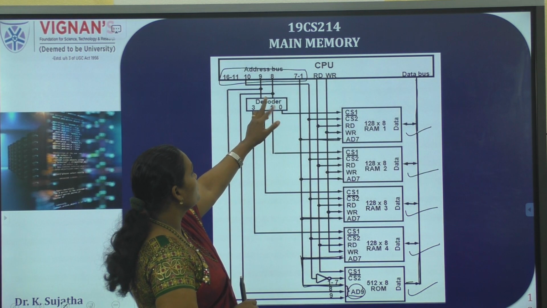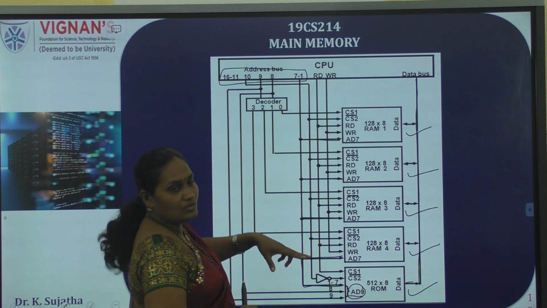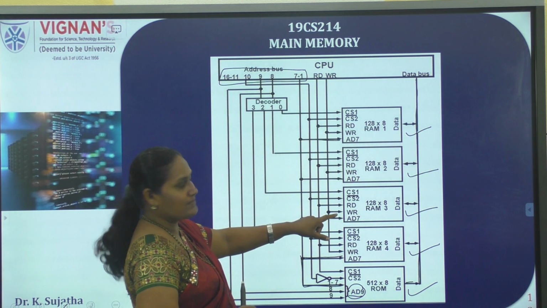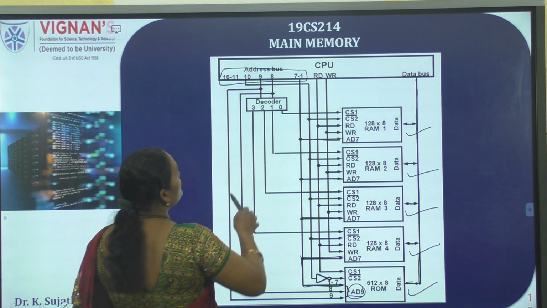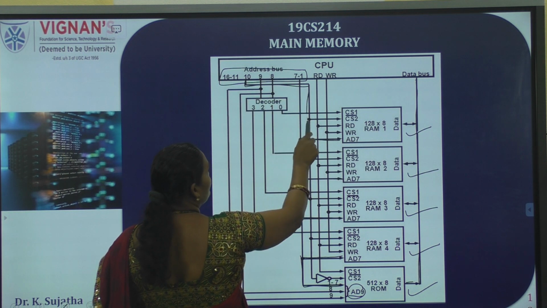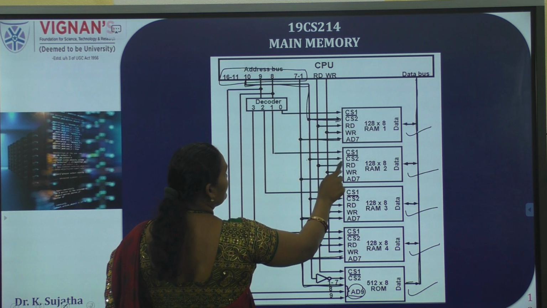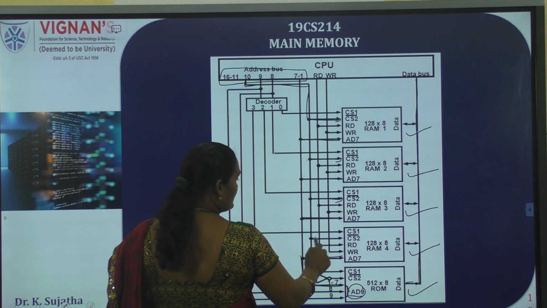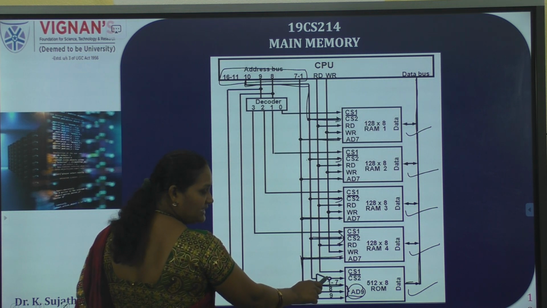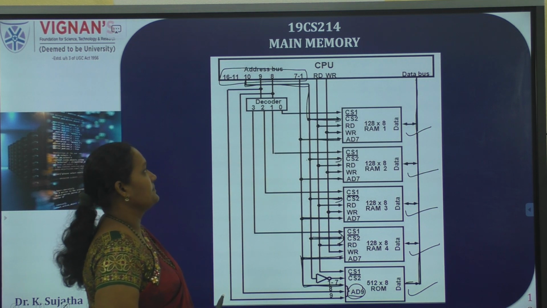It decodes those 2 bits into 4 values. Those 4 values are connected to the CS1 selection input of the 4 RAMs. And coming to CS2, the 10th bit is connected to CS2 of all RAMs, and also the inversion of this 10th bit, the complement of this 10th bit, is connected to CS2 bar.